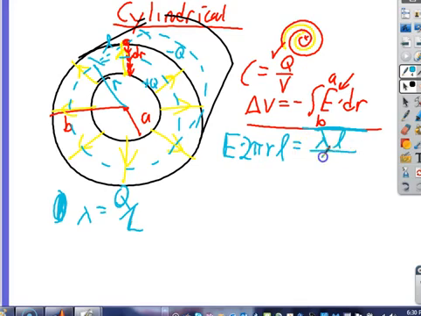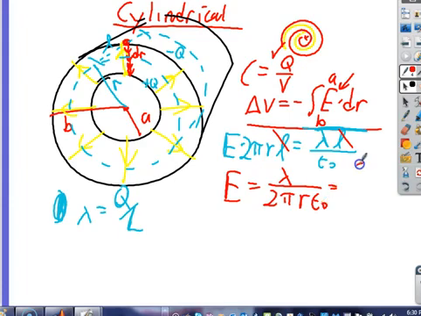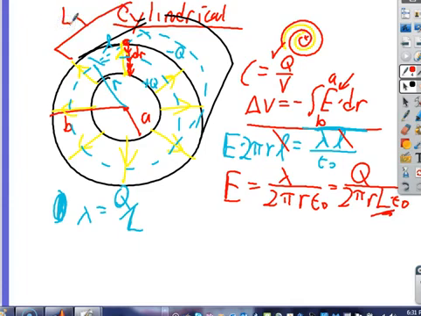Now, when I divide this by epsilon naught, the first thing I notice is that the L's cancel out. And so then I get that the electric field is equal to lambda over 2 pi r epsilon naught. Now the other thing I can do, if I want to, is rewrite this as the total charge over 2 pi r L epsilon naught, where L is the total length of my cylinder. So that's the real geometric property of my cylindrical capacitor.